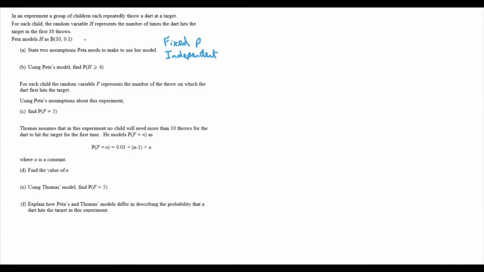Then, using Peter's model, find the probability that H is greater than or equal to 4. From what we had above, if you have a greater than or equal to, that's going to be the same as 1 minus the probability that H is less than or equal to the number below, which was 3, because we want to get rid of everything that's below the 4, so 3 and below, in order to leave us with 4 and above.